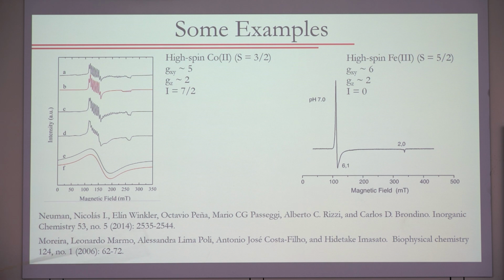And then, okay, now there are examples. These are high spin cobalt complexes that I studied. So this is a G value, GXY, of around 5. You see 8 lines because of the nuclear spin. And then here you see a G z value around 2. And then, okay, there's another stuff regarding the dilution.